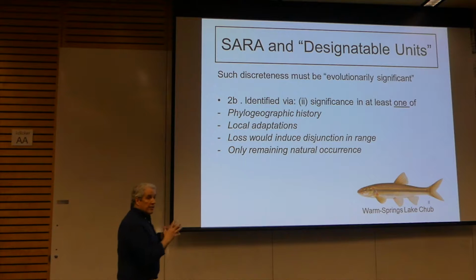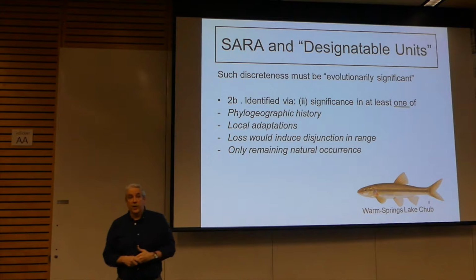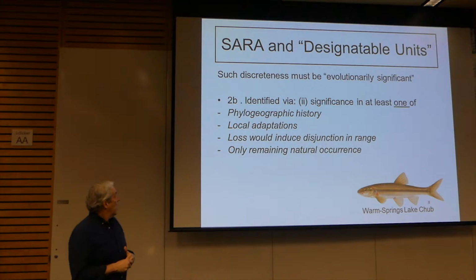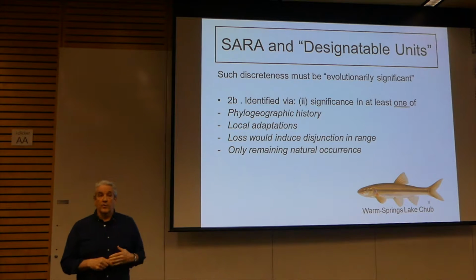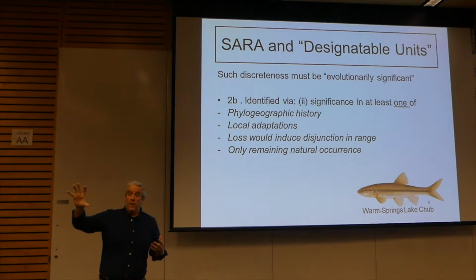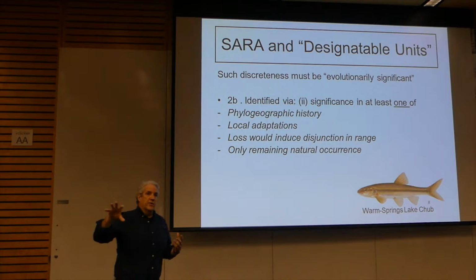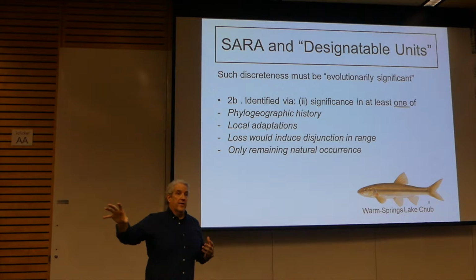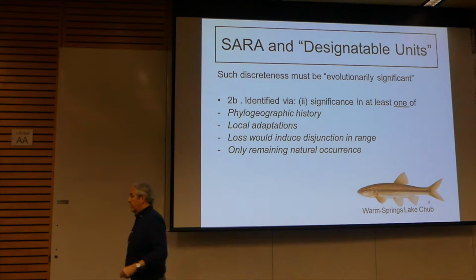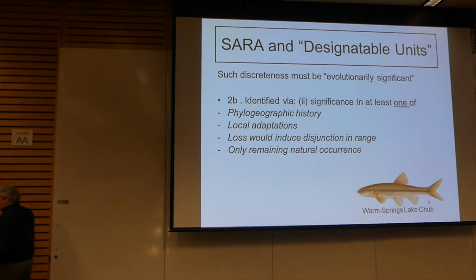Would the loss of that assemblage of populations induce a large disjunction in the range? Or is it the only remaining natural occurrence of that taxon? The populations may exist in other areas, but they're outside their native range. And is this the last remaining representative in its natural range?